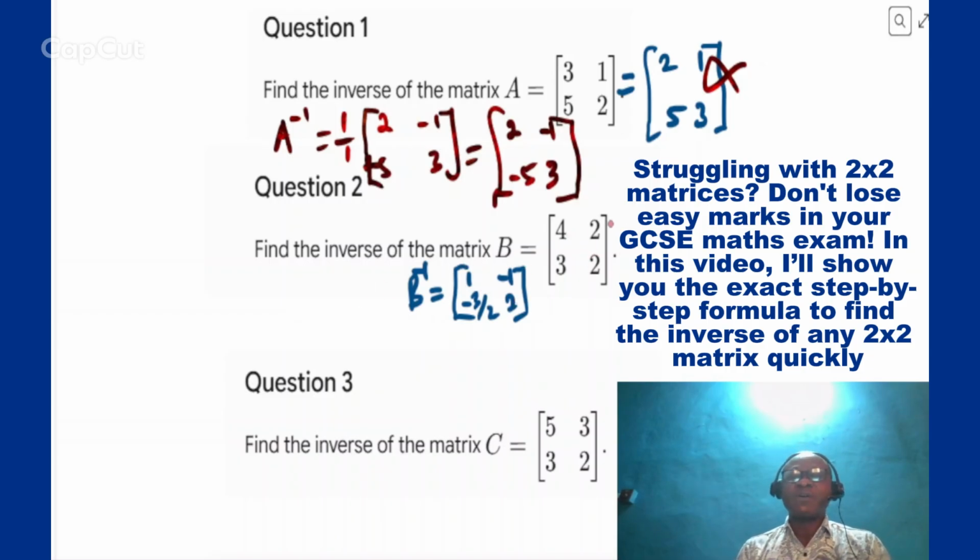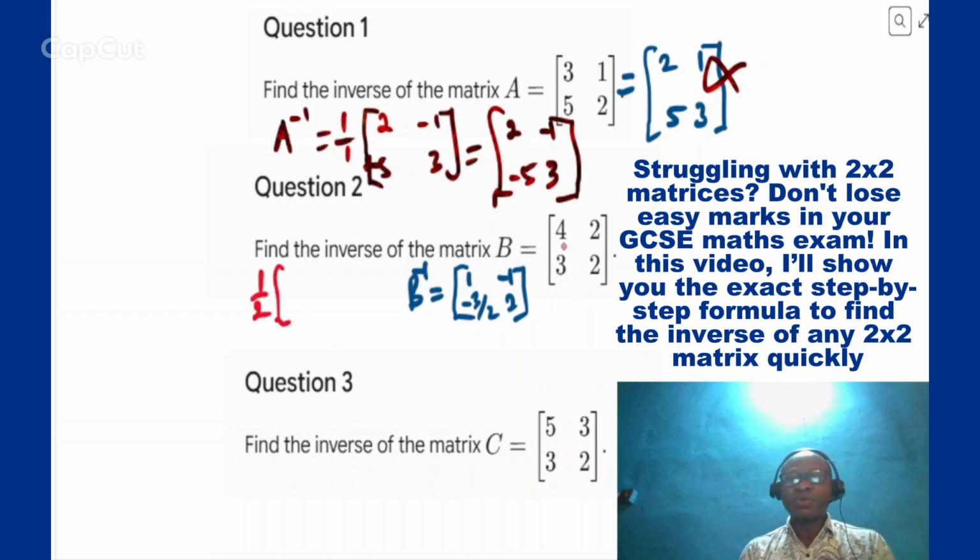First and foremost, I will find the determinant of the matrix B. 4 multiplied by 2 is 8. 3 multiplied by 2 is 6. 8 minus 6 is 2. So the determinant is 2. Do you agree? Yes, sir. So that means I will now have 1 over 2 as the inverse.